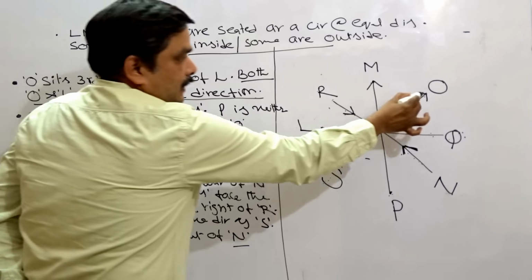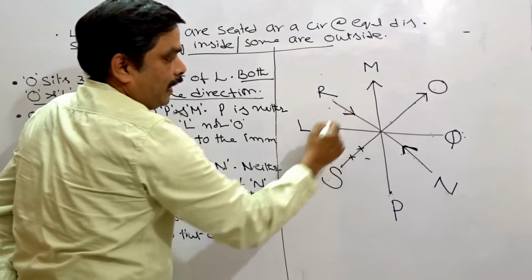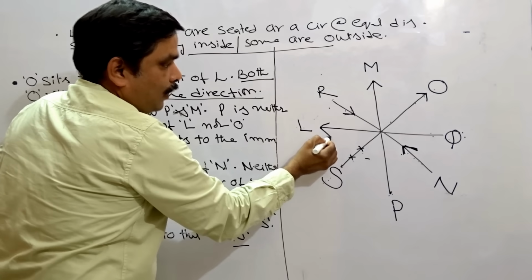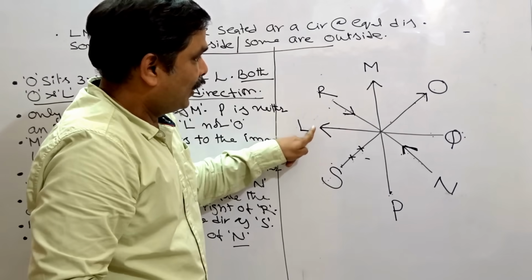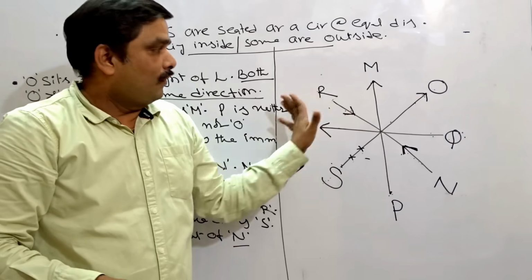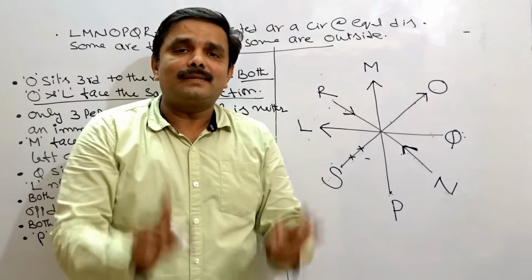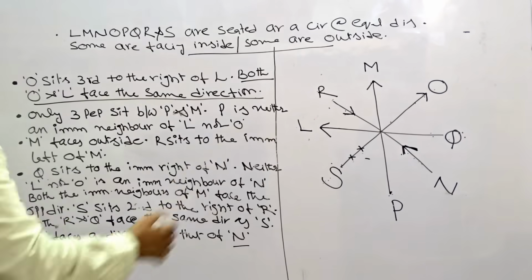Alright, now this is outside, this is inside. O should be on the third right of L. So on the third right of L means L must be facing outside. Only then I can fulfill this condition. Now this is also over. See, we are on the verge of closing the puzzle, unraveling the puzzle. This is the best out of the best ways, right? Then go for the next information, what exactly they have given here.